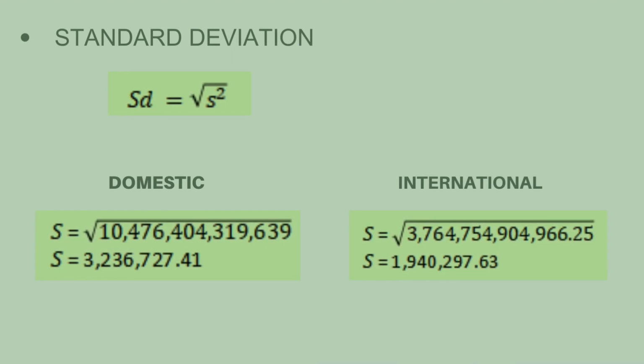Secondly, standard deviation. The formula for standard deviation is the square root of variance. After calculating, from the slide here, we can see that the domestic standard deviation value is bigger than the international standard deviation value. This means that the domestic values are more dispersed from the mean than the international values.